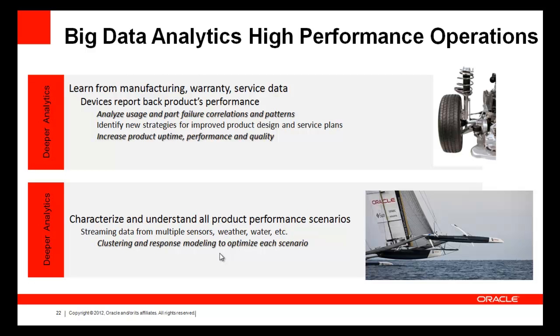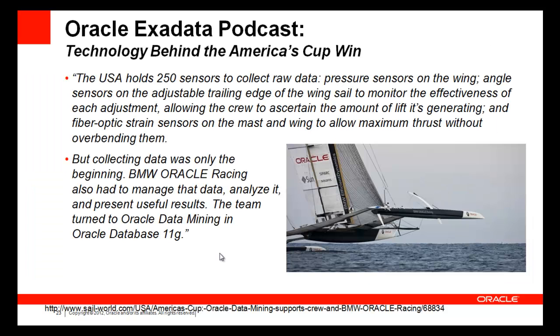If you're in high-performance operations where you're collecting a lot of data off of cars or boats or different devices, you might want to analyze all that data and look for correlations and patterns in failure modes. You might be trying to increase the likelihood or the uptime of a device. Look at the America's Cup boat on the right. We actually did use Oracle data mining on that, where we had data streaming in from multiple sensors, weather, water, and so on, and we mined that data and did clustering and response modeling to optimize the performance setting of the boat in each of those different scenarios.